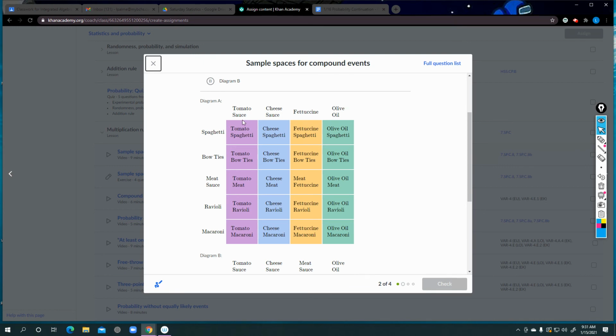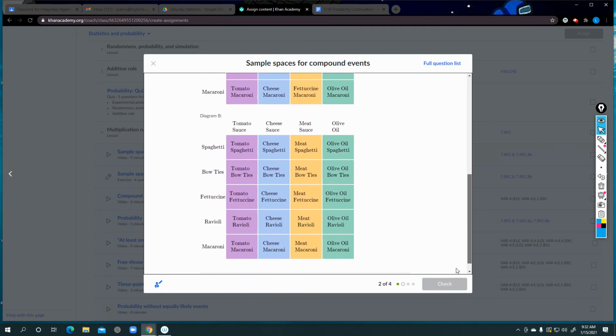Looking at this, my bad, guys. We have spaghetti, bow ties, meat sauce. That's a sauce, so that should be with the sauces. Fettuccine and meat sauce should be switched, because then ravioli, macaroni. So diagram A doesn't look like it's what we want.